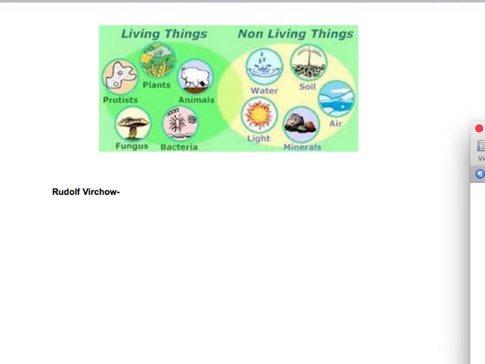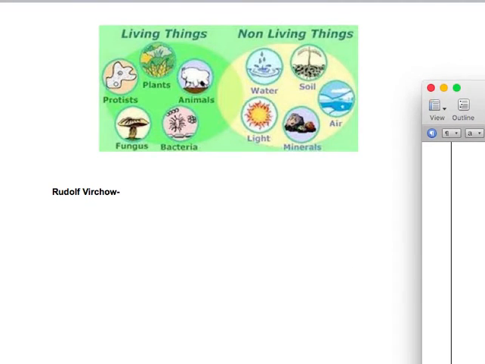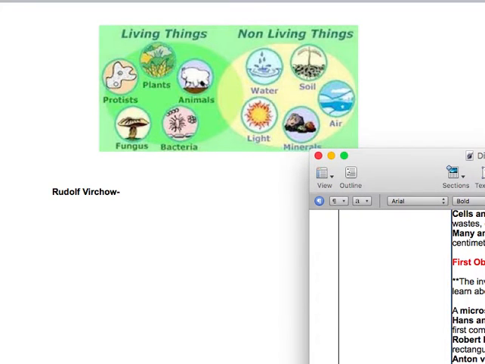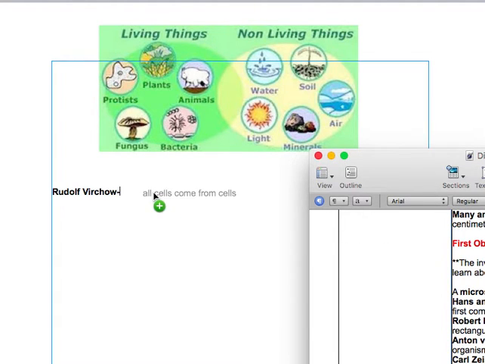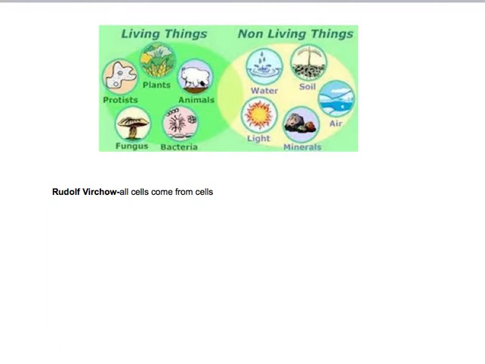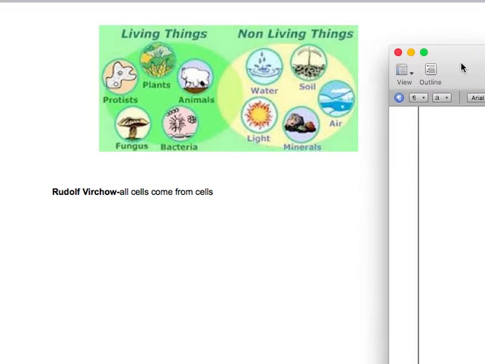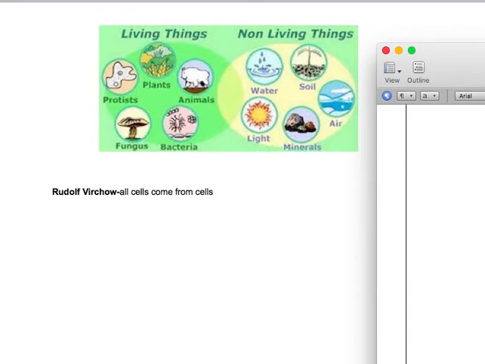So from that, Virchow was able to say, okay, well, if all life comes from life and all living things are made up of cells, well, guess what? Then all cells come from cells. Okay? And so then we end up having what we call cell theory.